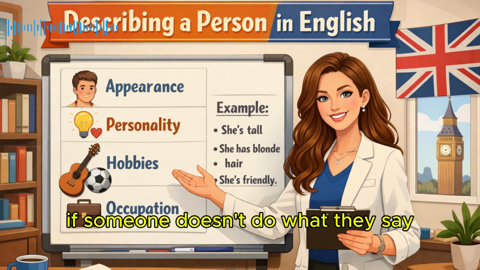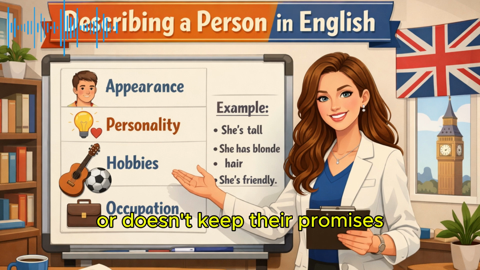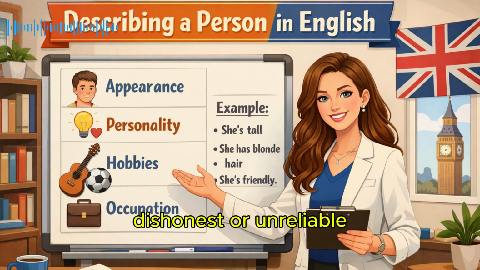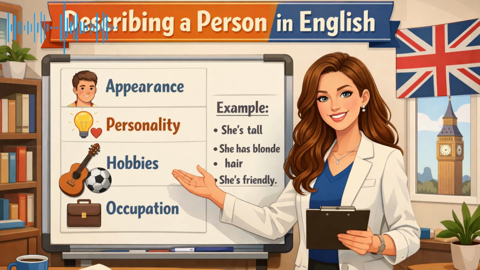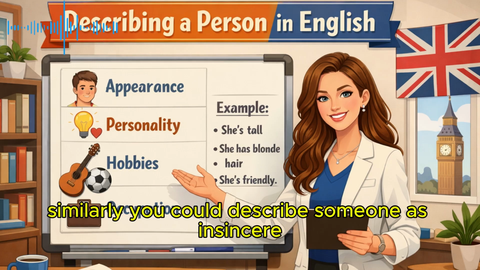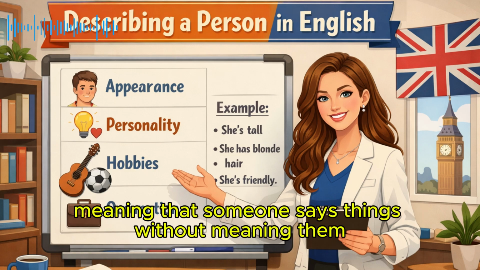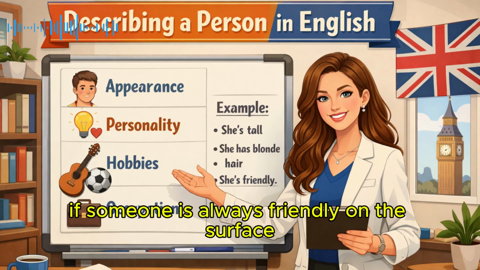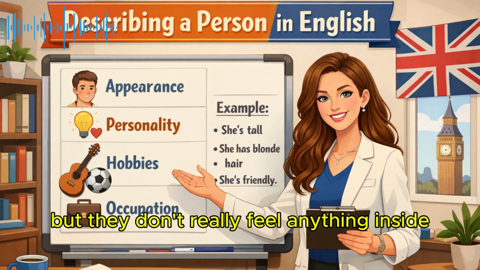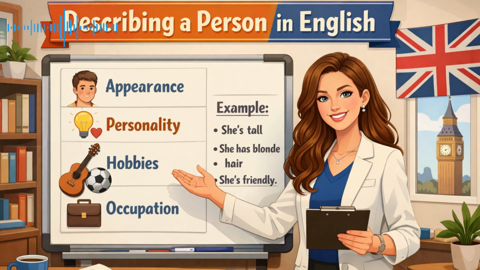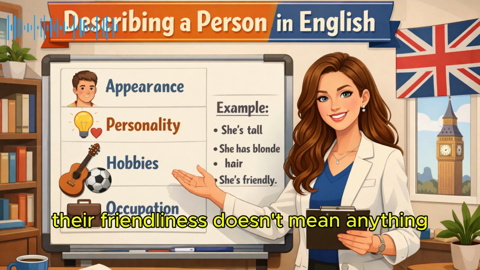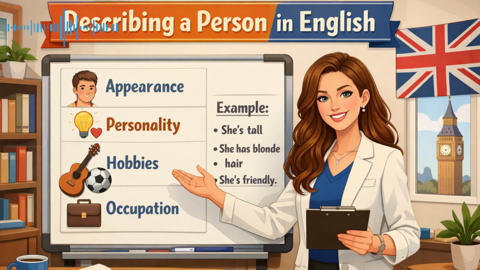If someone doesn't do what they say or doesn't keep their promises, you've already seen 2 words you can use, dishonest or unreliable. Similarly, you could describe someone as insincere, meaning that someone says things without meaning them. For example, if someone is always friendly on the surface, but they don't really feel anything inside, you could describe that person as insincere. Their friendliness doesn't mean anything.